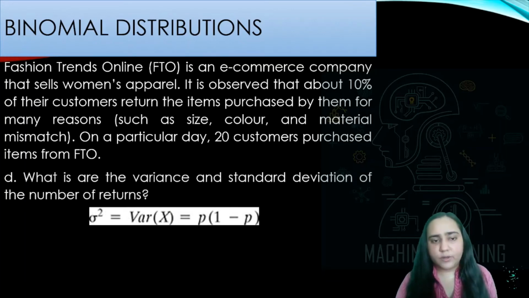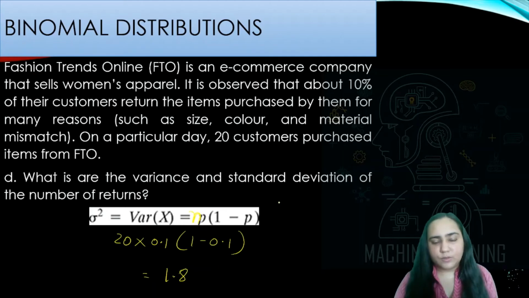This time, what are the variance and standard deviation of the number of returns? Now, once again, a slight correction in this formula, you need to add the number of trials here. So n p times (1 minus p), that is your variance. And the variance is going to be 20 times the value of p, which is 0.1, times (1 minus 0.1), which will be equal to 1.8.